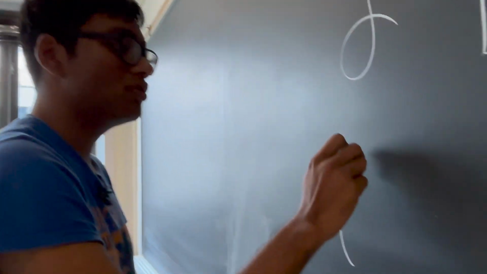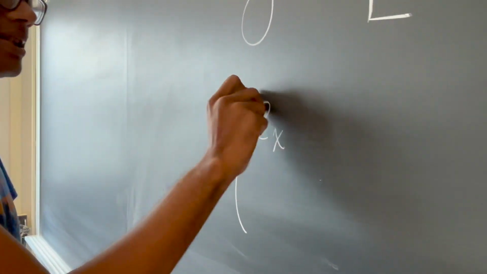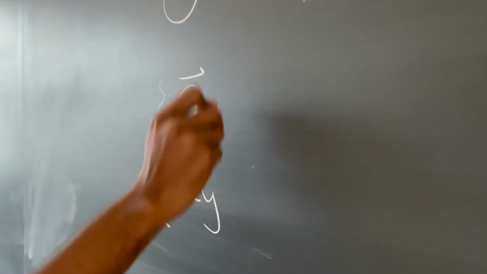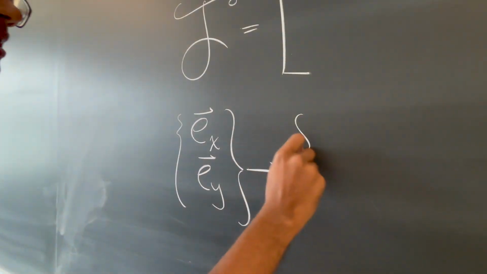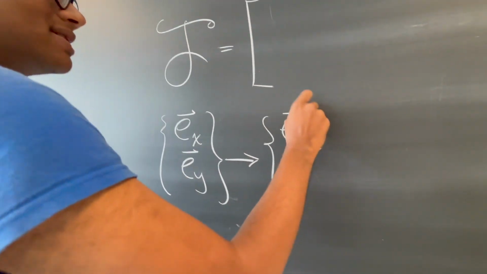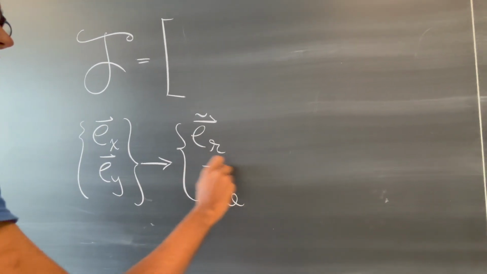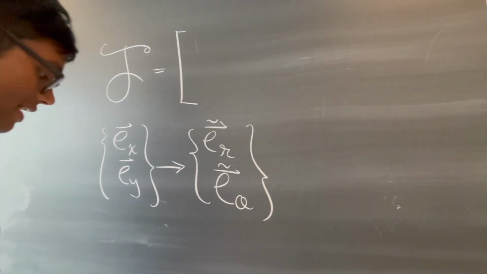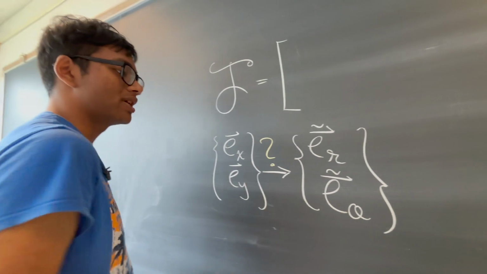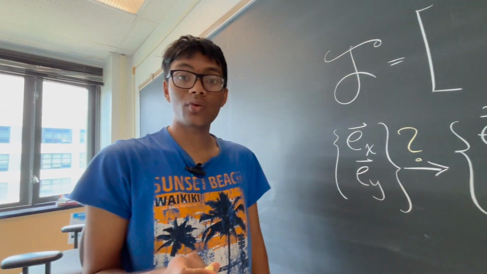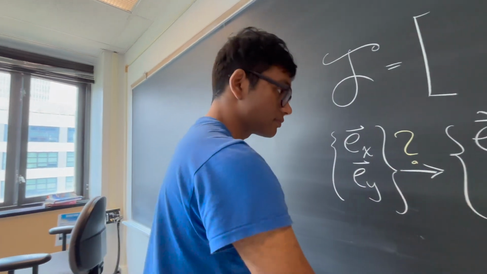We have two coordinate bases. Let's say we are starting with the Cartesian basis, and we want to translate that to the polar basis E sub r and E sub theta. The question is, how do we implement that transformation? The answer to that question: the Jacobian, right?